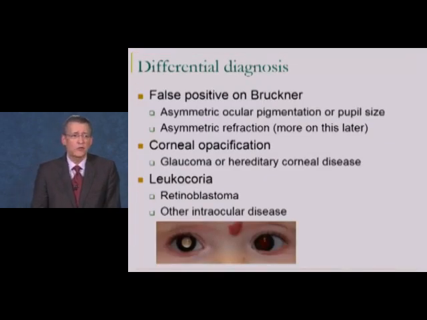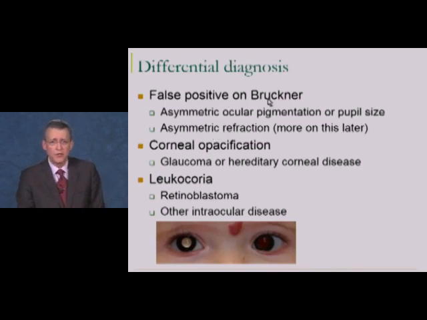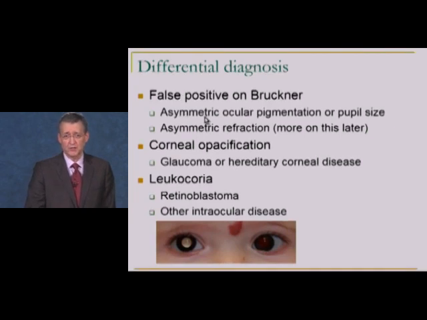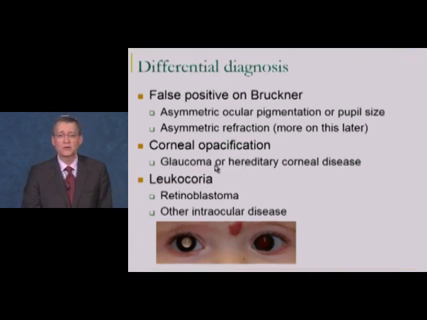So what would be the differential diagnosis of a cataract? Probably a false positive on the Bruckner test. So you see an asymmetric reflex, but maybe it's not because of a cataract, it's because of something else. So maybe it's because of nothing. If there's asymmetric ocular pigmentation, or if the pupil size is a little different, then you may get some asymmetry. If the refraction's asymmetric, then there may not be cataract, but you'll see later we want those referred anyway. Corneal opacification, so it's not cataract, but it's still something bad.